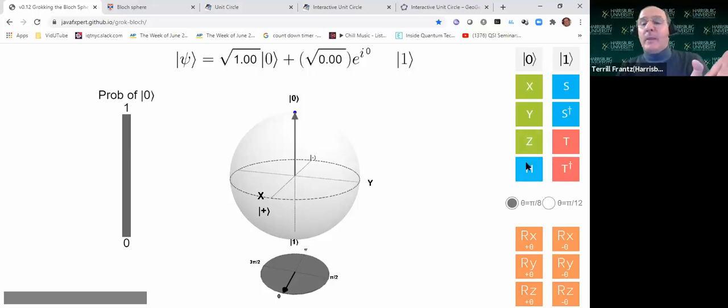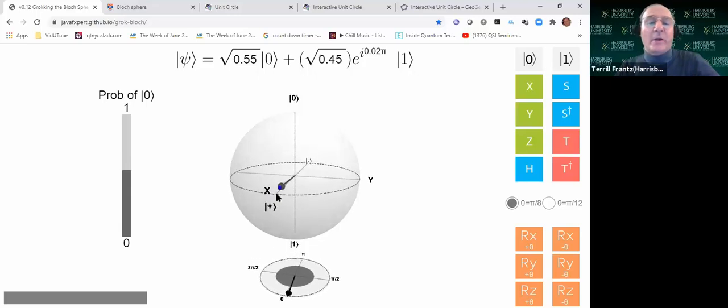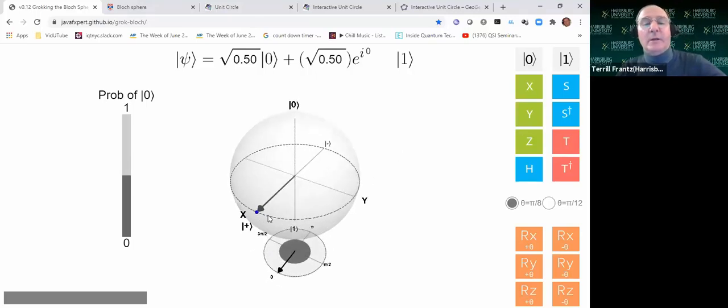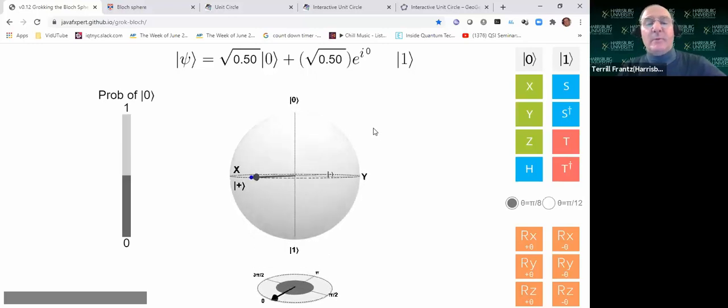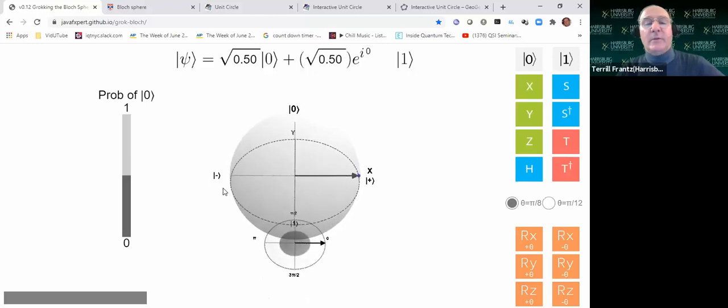So if I put the tensor at essentially the equator of the Bloch sphere as it's usually used, now this is my unit circle right here. All right, that's my unit circle. And so it'd probably be better if I swing it around like that.